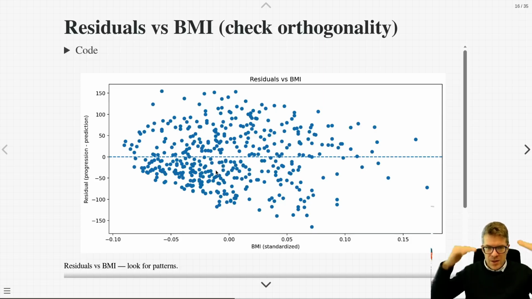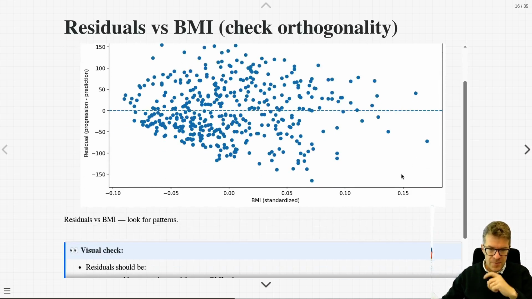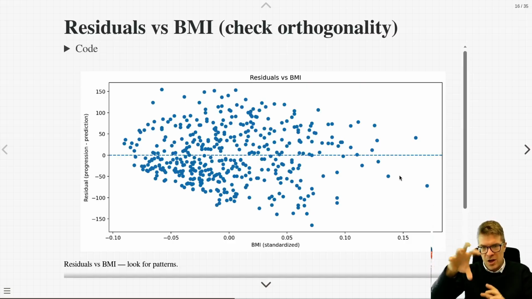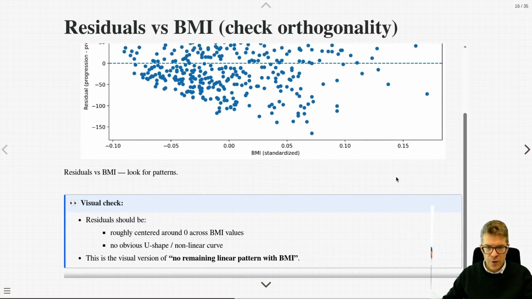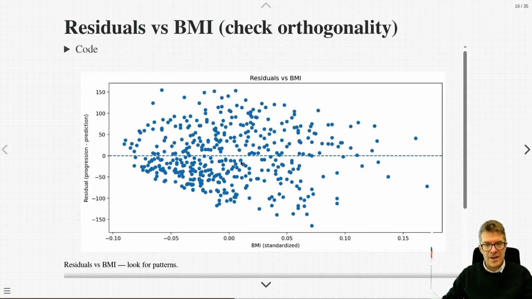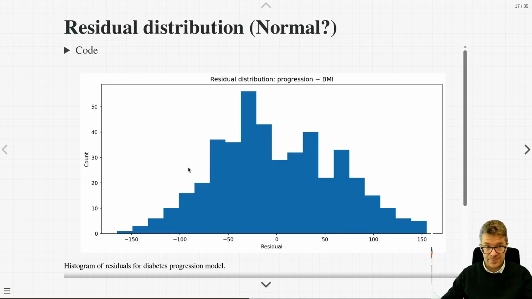There's not much of a shift of all of our cloud of data points above or below this line, 0, in terms of our residuals. And there's no U-shape, there's no obvious nonlinear relationship here that's unaccounted for, which is what we want. So this is basically a visual version of asking whether there is a remaining pattern in our residuals that's not accounted for nonlinearly, and that doesn't seem to be the case.